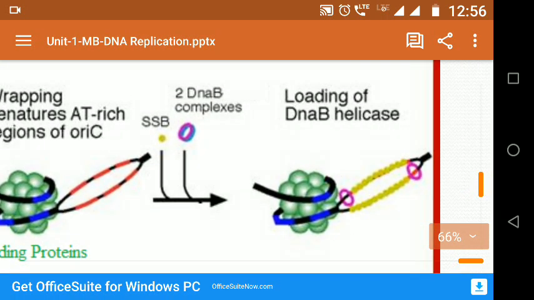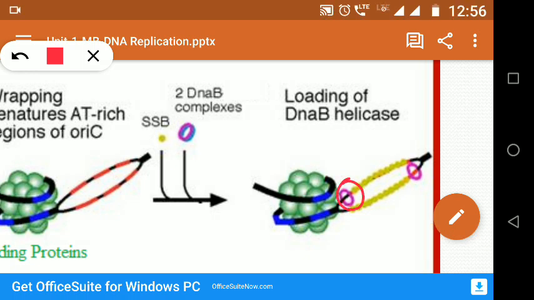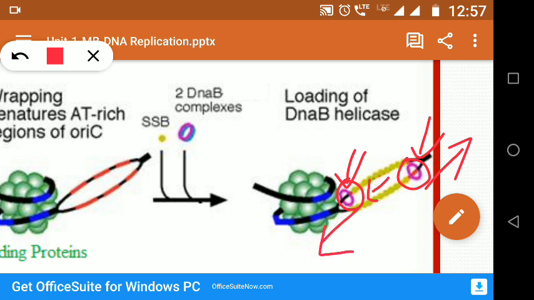And here also there is one helicase and another helicase. One helicase is bound to this strand and another helicase is bound to the opposite strand. This will move in this direction, this will move in this direction. So this junction is known as replication fork. So we have one replication fork and another replication fork. So now the DNA replication takes place in two directions, this direction and this direction.